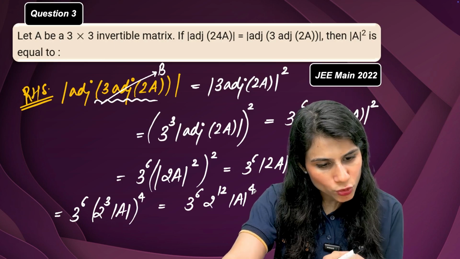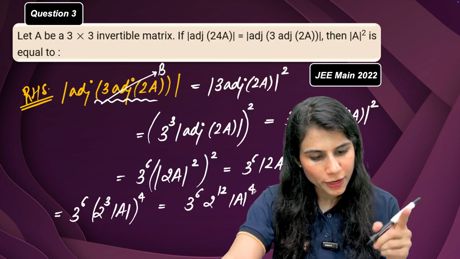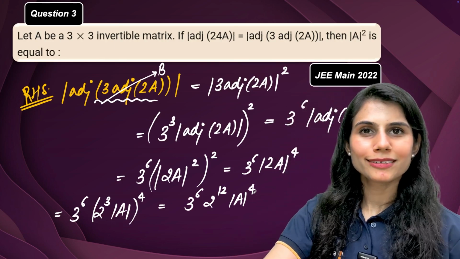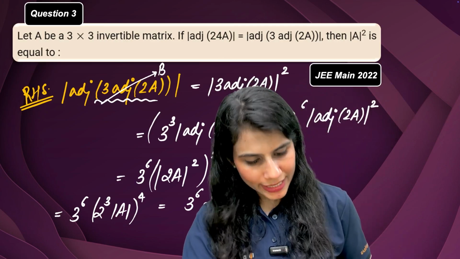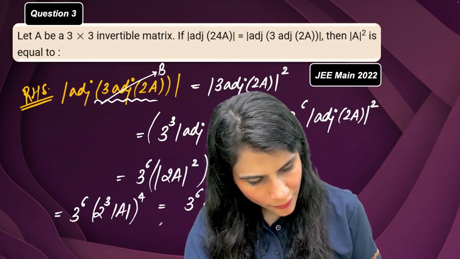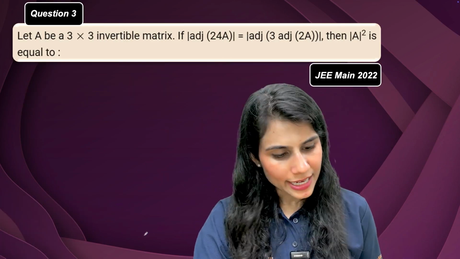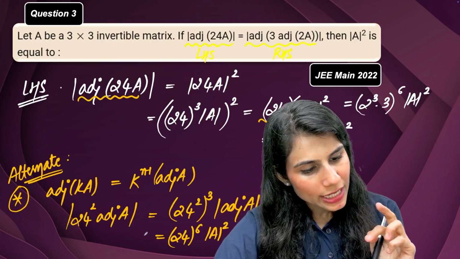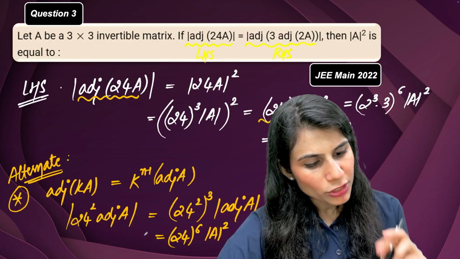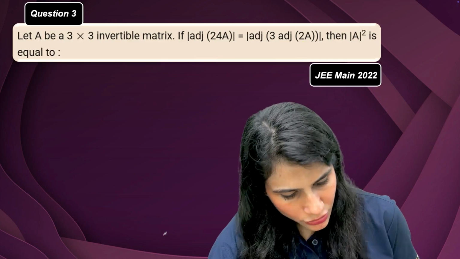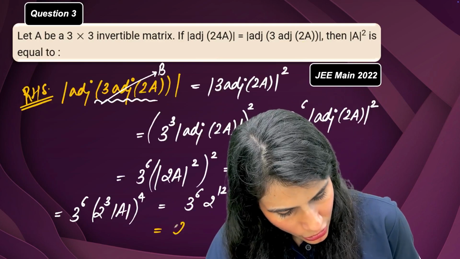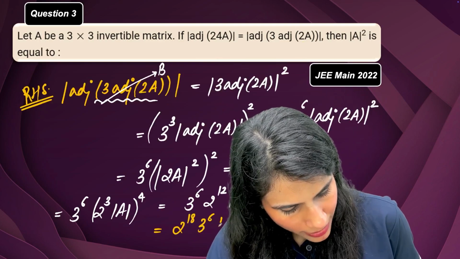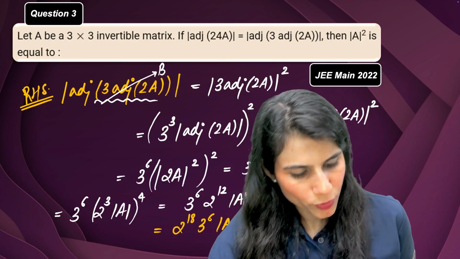Let's quickly check. 2 cube, determinant of A, whole to the power 4. Yep. Now, left-hand side is equal to right-hand side. So, I'm going to equate them here itself. This is my right-hand side. Left-hand side came out to be what? Quickly recall. The left-hand side came out to be 2 to the power 18, 3 to the power 6, determinant of A whole square.